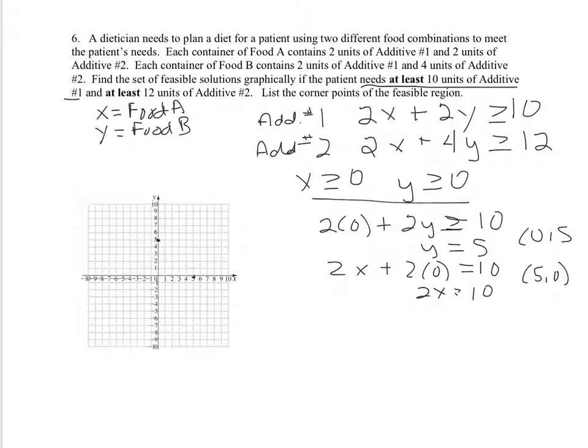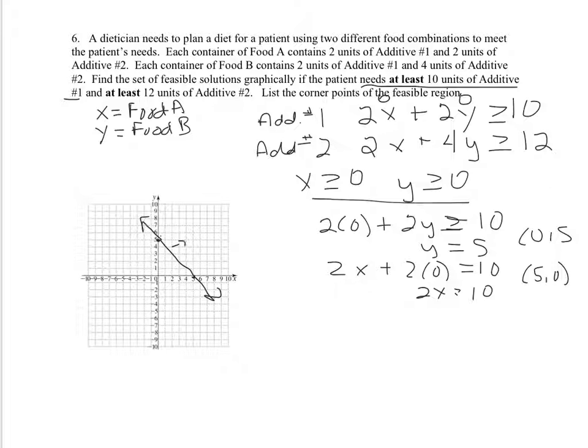Alright, so here's one line. Now, in order to decide where to shade, if I look at this original inequality, 2x plus 2y is greater than or equal to 10, if I plug in 0 for x and 0 for y, testing this side of my line that's below the line, 0 plus 0 is greater than or equal to 10 is not true. That tells me I'm going to have to shade on this side.